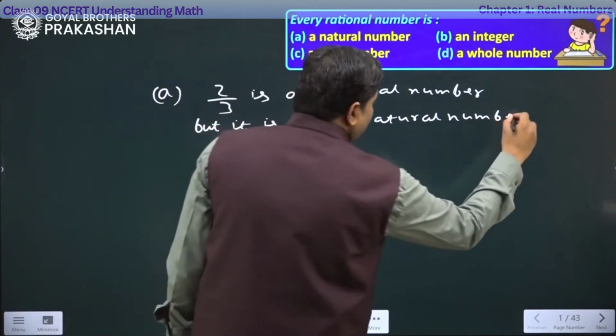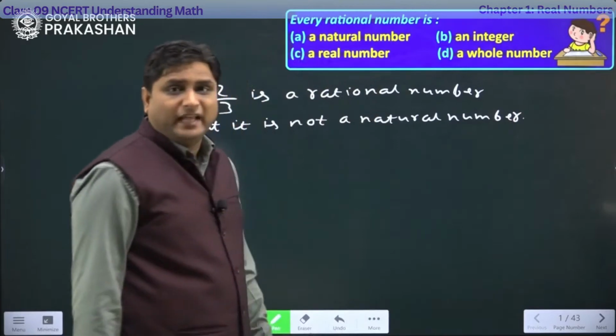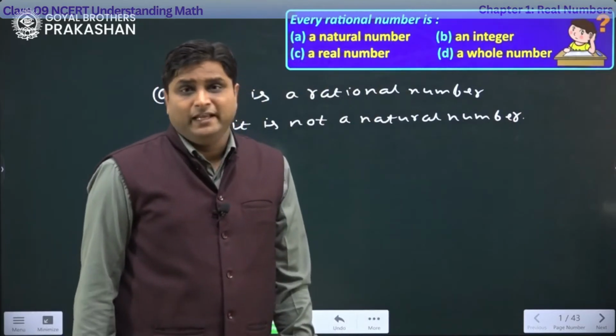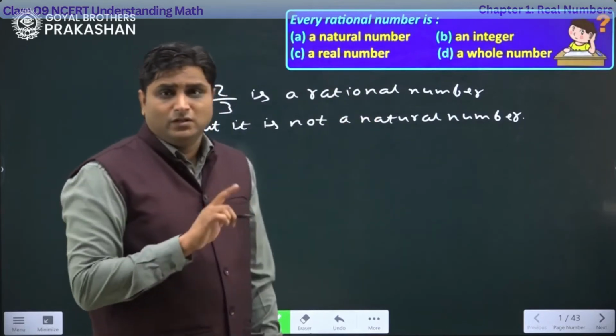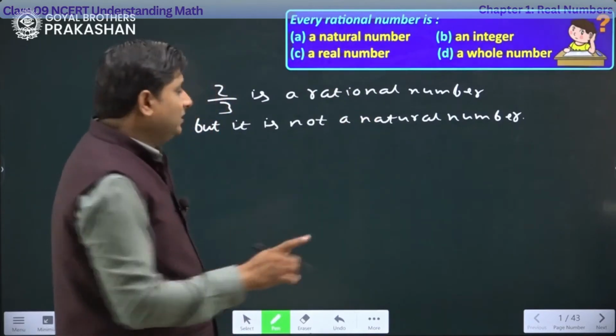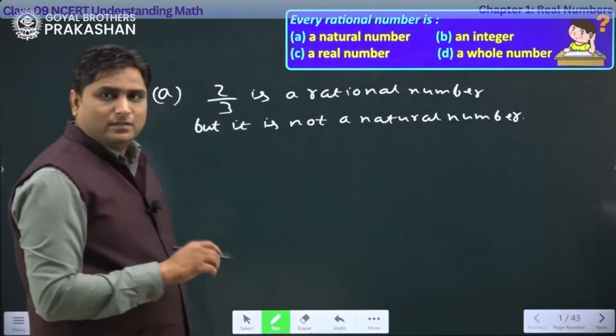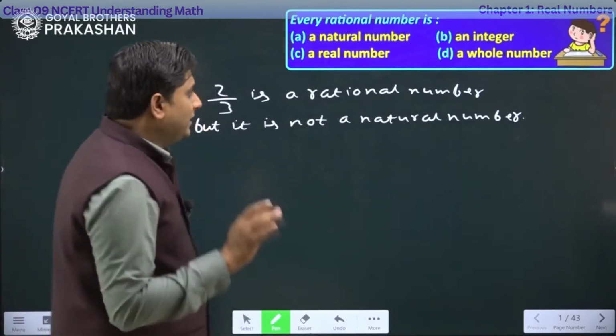There may be some rational numbers which are natural. If I write 10, 10 is rational and natural also. But it is asked, is every rational number a natural number? No. Every rational number is not a natural number. This is an example. 2 by 3 is rational, but it is not natural. So option A is wrong.